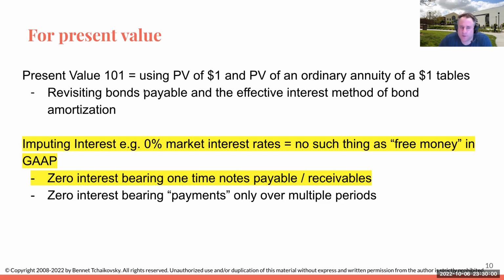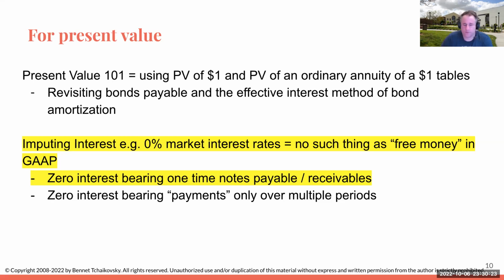The first part dealt with how we use the present value of $1 and the present value of an ordinary annuity of $1, and how we handle a bond payable. That's not going to be covered until the second semester of intermediate accounting, which I believe is in chapter 14, non-current liabilities, or it might be chapter 13.